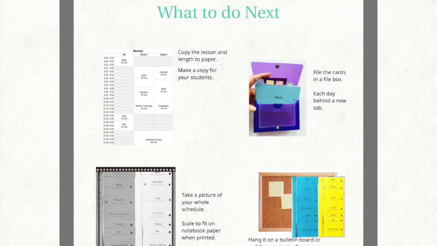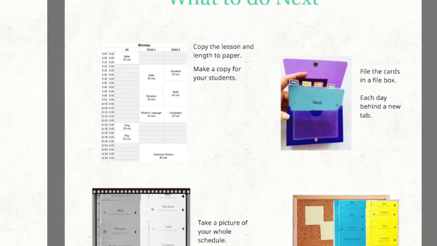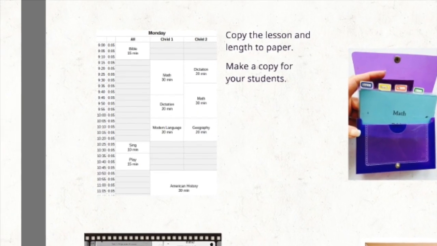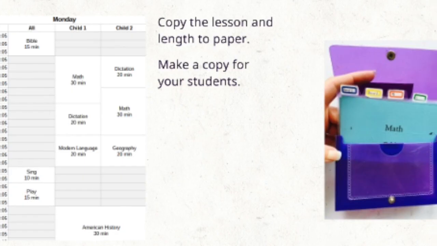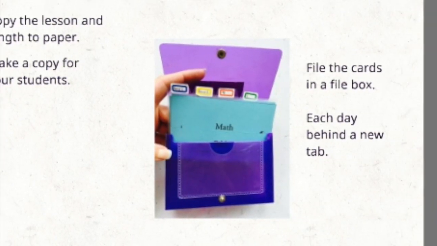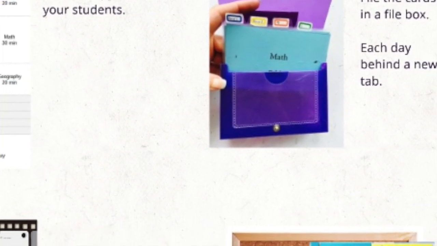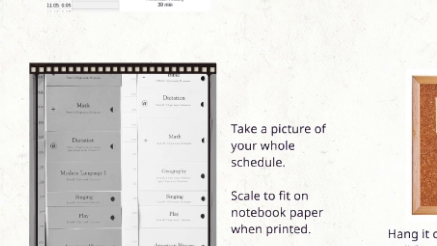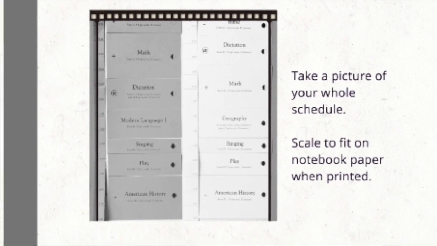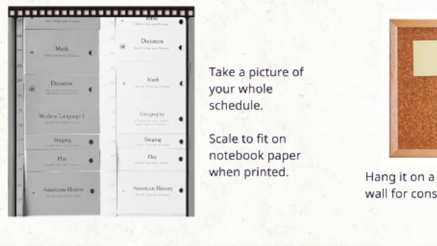Once you get all of your cards laid out in a fashion that you are comfortable with, what do you do with them? I personally copy all of the lessons and times to a piece of paper, either by hand or in the computer. This way, I have a tidy copy for myself. Another idea is to use a file box. You can file each day's cards behind the tab or have separate tabs for each child. You might also like the idea of taking a picture of your entire schedule, scaling it to fit on a notebook paper, and printing it out. You could print out a whole week this way, or even one day at a time.